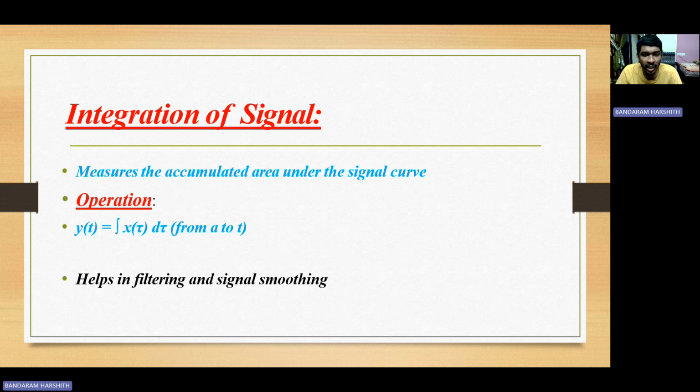It measures the accumulated area under the signal curve. The operation is y of t is equal to the integral of x of tau d tau. What is it used for? It helps in filtering and signal smoothing.